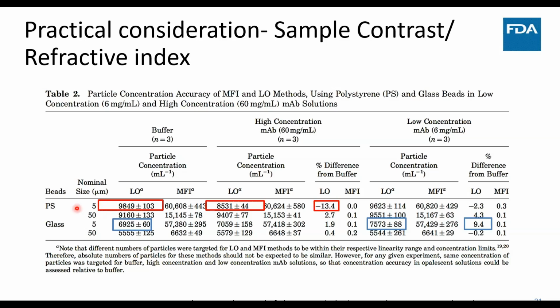But as you can see, when looking at the polystyrene beads, when you're comparing a buffer to a highly concentrated monoclonal product, we have almost a 13% drop in the number of particles we are counting, right? Highlighting the impact of refractive index or sample contrast on our ability to accurately quantify particles in our products. Looking at glass particles, we have a similar effect, but in a low concentration product, where we have almost a 9% drop in the amount of particles we are counting. Now, this does highlight the impact of our sample contrast, or the difference between the refractive index of our particle and our medium, on the accuracy of light obscuration measurements.